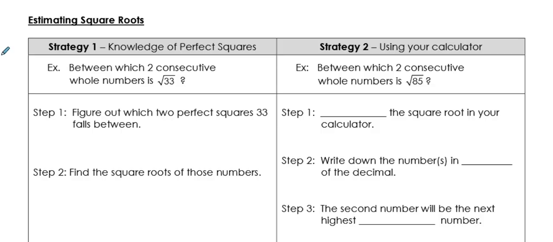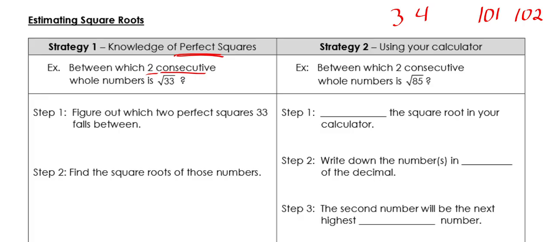All right, when we're estimating square roots, it helps to know some perfect squares, but it's not essential that you know them. It's definitely going to help. So this is one strategy to figure out between which two consecutive whole numbers the square root of 33 lies. When I say consecutive whole numbers, I mean two numbers in a row. 3 and 4 are consecutive whole numbers. 101, 102, those are consecutive whole numbers, just back to back, one after another.